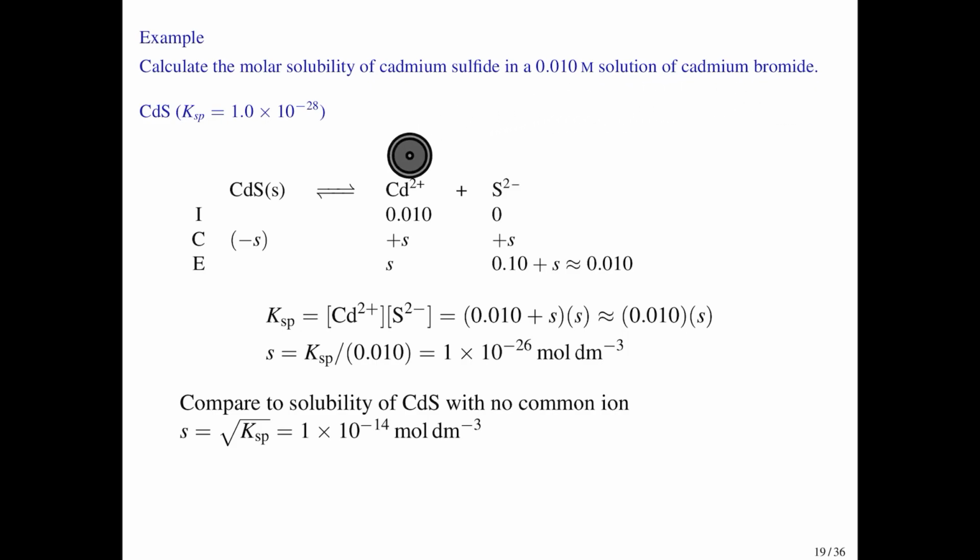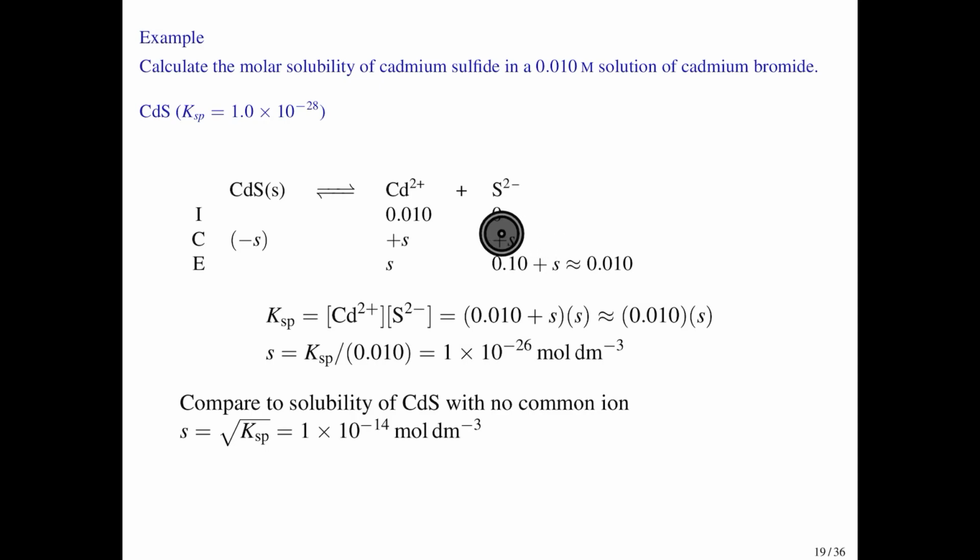is the cadmium. And to work this type of problem, we need to set up an ICE table to help us. And so here I've written the initial concentrations. You'll note that for the cadmium, the initial concentration is not 0. It's 0.01 molar coming from the cadmium bromide. But the concentration of the sulfide is initially 0. And so what's going to happen is some of the cadmium sulfide is going to dissociate. That's going to give us a little bit more cadmium ions and some sulfide ions.